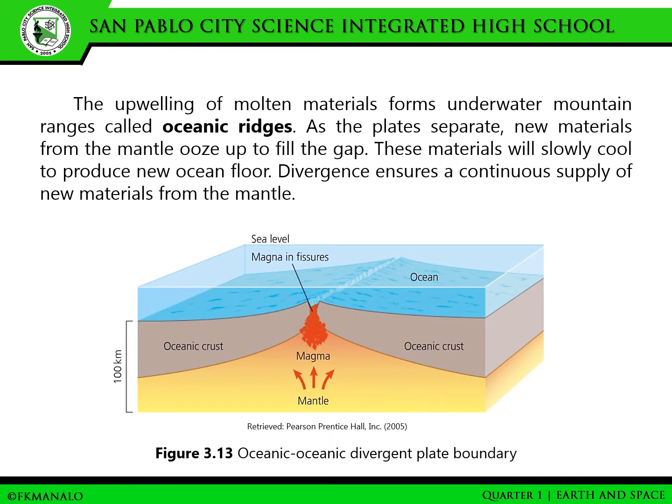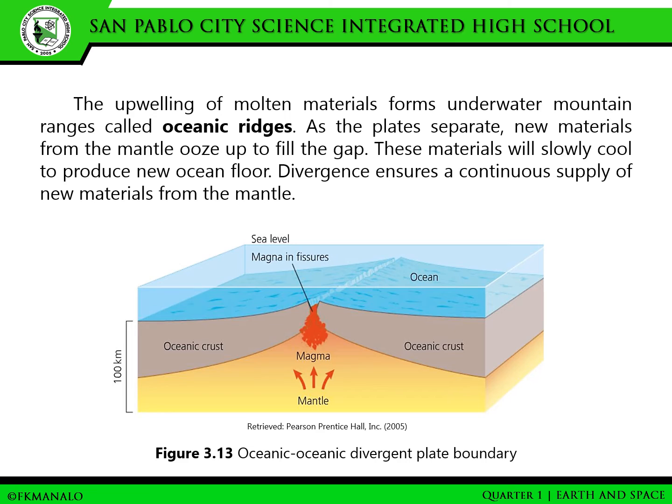How about the oceanic divergent plate boundary? When divergence happens in the seafloor, a gap is formed in the plate boundary where magma or hot molten materials go up. The upwelling of molten materials forms underwater mountain ranges called oceanic ridges.